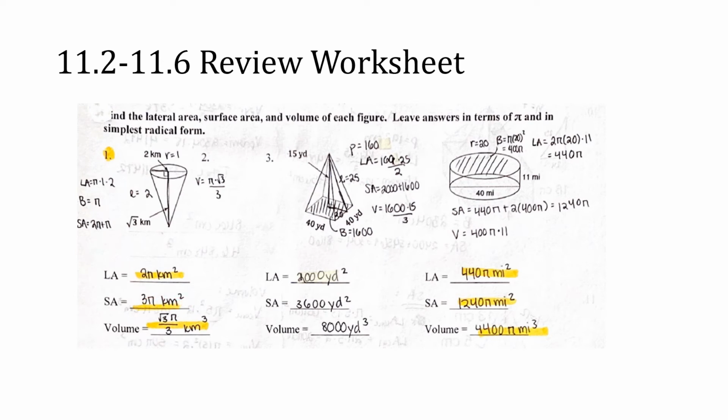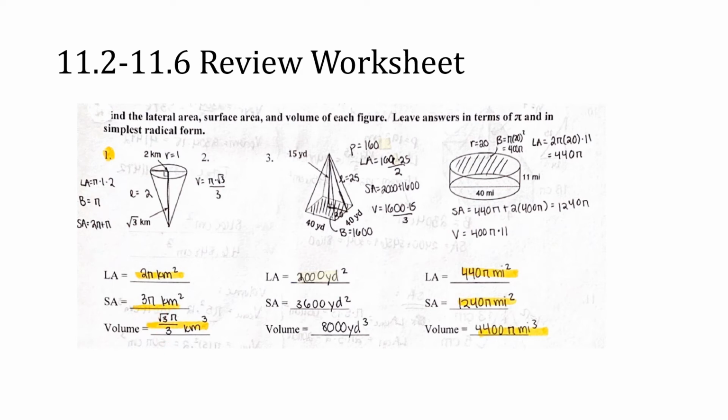Then for my volume, I'm going to do the base, which is pi, times the height, which is the square root of 3, and divide it by 3. And I actually can't really simplify anything there, so I just left it, since it says in terms of pi in simplest radical form, I just left it like that. But you could, I guess, plug it into your calculator, but since it says to just leave it, I just left it.